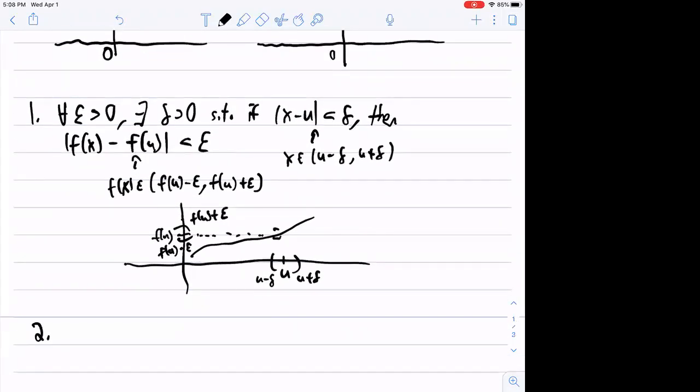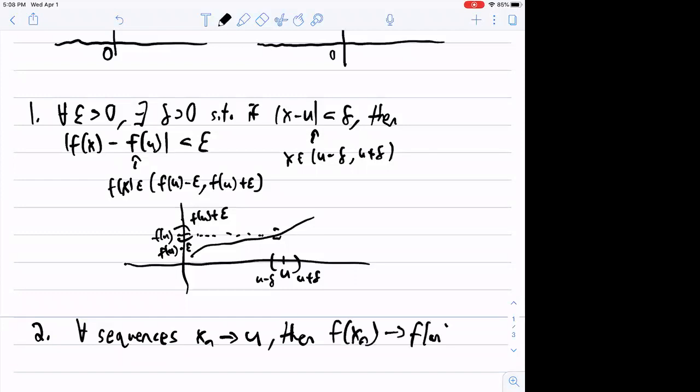Hopefully you remember sequences from Math 140. There's also a sequence definition. Basically, for all sequences x_n, with the shorthand limit as n goes to infinity of x_n is u, then f of x_n goes to f of u. Note this has to hold for all sequences, so you can't just choose a particular subsequence. It has to hold for all sequences.